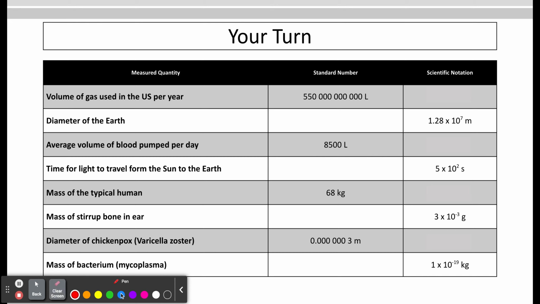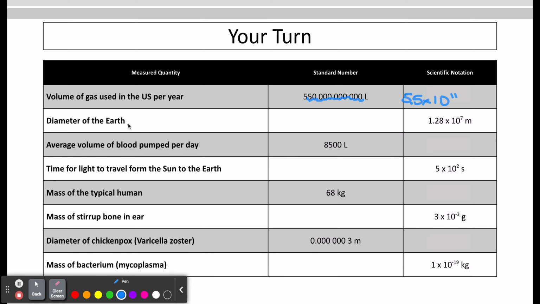If I was here, I would have you guys work on this as a group, but I just want to go over more examples so you guys can see. So this is a standard number. So I'm going to move it into scientific notation. So it's 1, 2, 3, 4, 5, 6, 7, 8, 9, 10, 11. So 5.5 times 10 to the 11th. This one is 1.28 times 10 to the 7th.